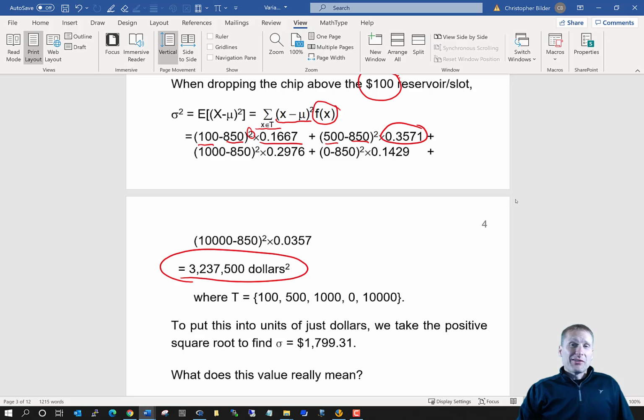On the surface, this looks like a lot, but again, it's dollars squared. So if we put this in the original units that we would be working with, which is dollars, take the positive square root, we get 1,799. And then that makes sense to us, or at least more sense to us than that dollars squared.